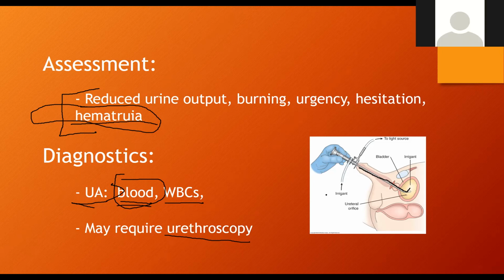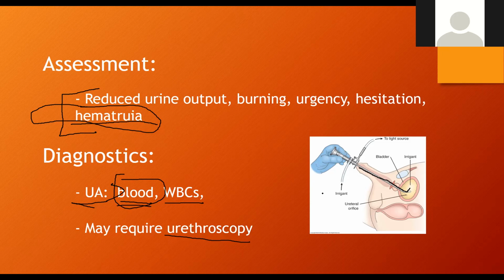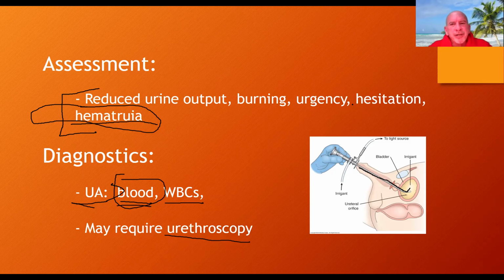Now, that's as opposed to something else. Some people have hesitation that is not the same kind as being in public, embarrassed, and not wanting to go to the bathroom in a public place. This is where you're really trying to go, but you just can't get the urine to come out. I guess the other one would be psychological hesitation, but that's not what we're talking about.